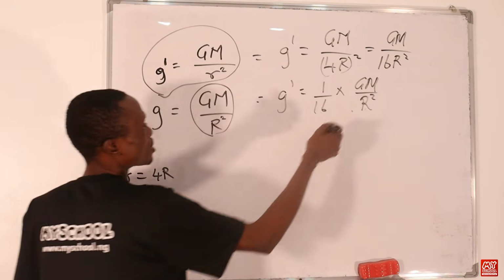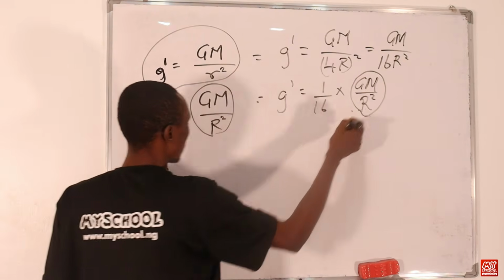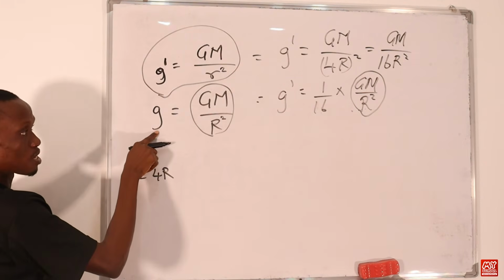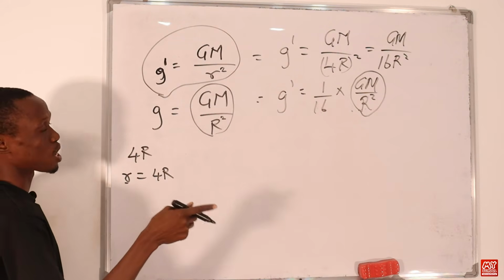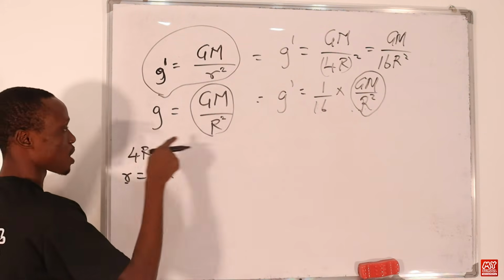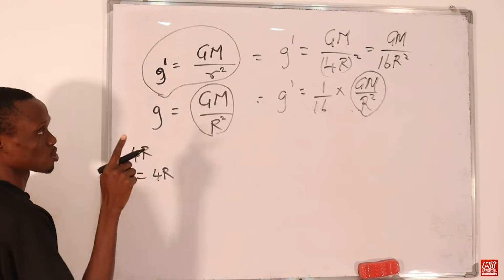But remember that GM all over R squared is equal to g, which is the acceleration due to gravity on the surface of the Earth. Now remember, in this question we are asked to solve it in terms of acceleration due to gravity on the surface of the Earth.